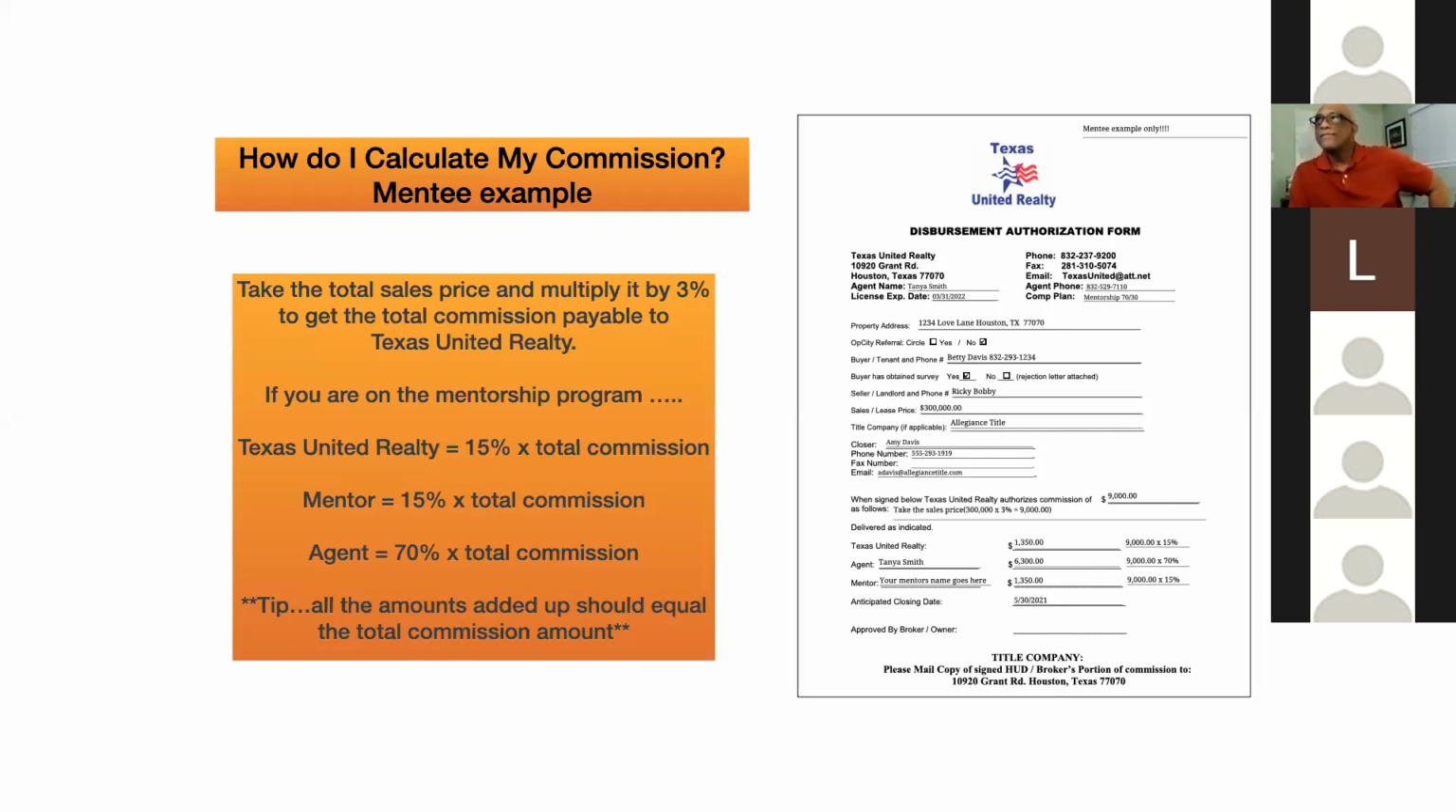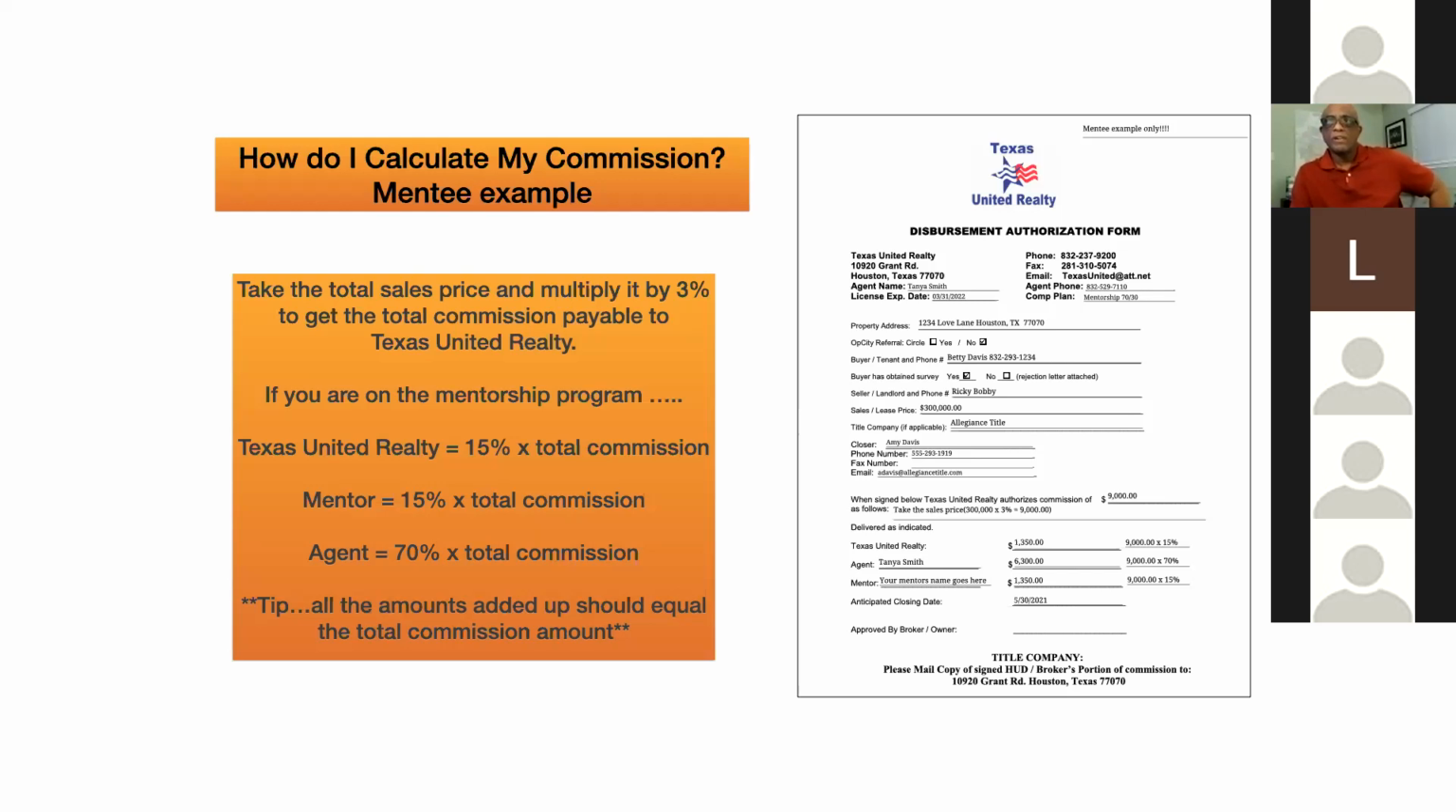So Texas United Realty is going to get 15% of the total commission. So you're going to take 15% and multiply that by the total commission to get Texas United Realty's amount of commission. Your mentor and Texas United should have the same number because they're both getting 15% of the total commission. And then you as the agent will take 70% times the total commission.